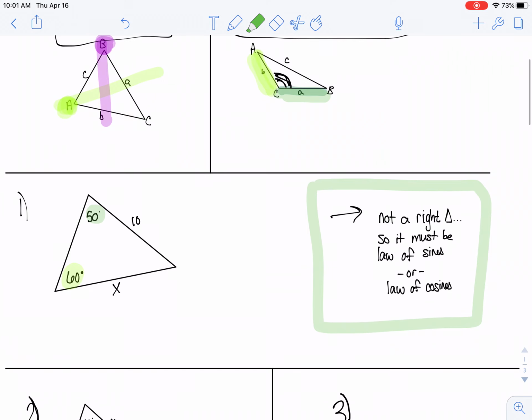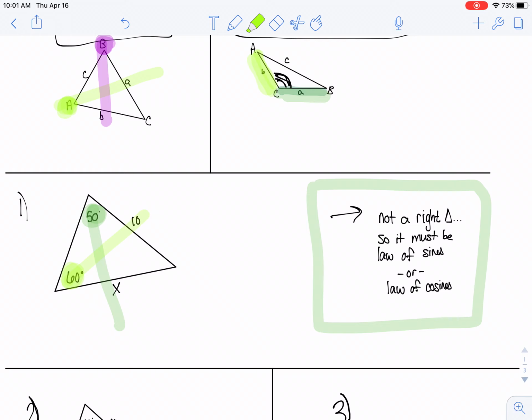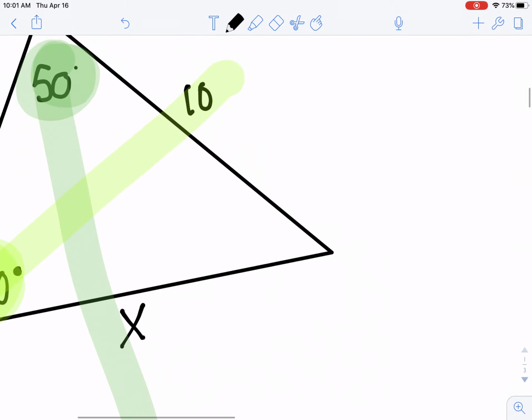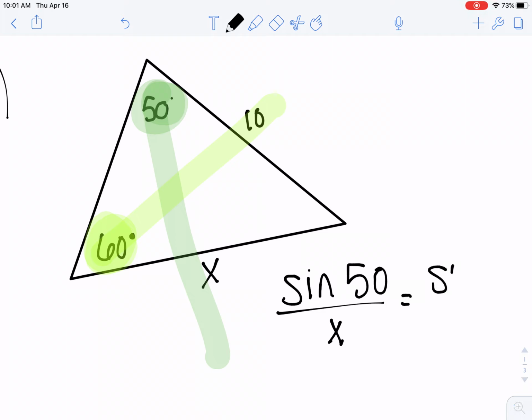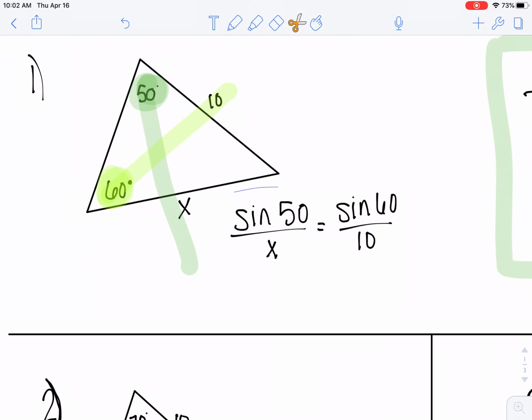So let's look at number 1 here. In this first one, I know the angle that's 50 degrees, and the side opposite of it is unknown. But then I have this 60-degree angle and the side opposite of it. Because I have angles and sides opposite, it's going to be a law of sines problem. So my equation is going to look something like this. The sine of 50 over the side opposite of it equals the sine of 60 over the side that's opposite of it. And now that's an equation that I need to solve.